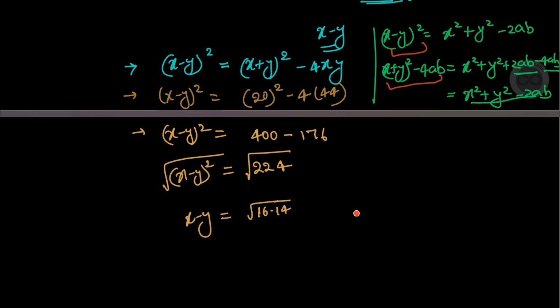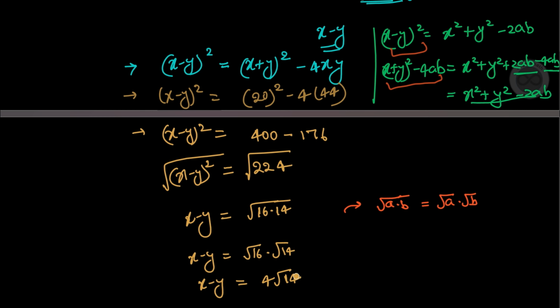Now we are going to use the exponent rule that says root of a times b is equal to root a times root b. So it becomes x minus y is equal to root of 16 times root of 14. Root of 16 is 4, so x minus y is equal to 4 root 14. Now one major thing: as we are taking a square root on both sides, we get plus and minus. So x minus y is equal to plus minus 4 root of 14.